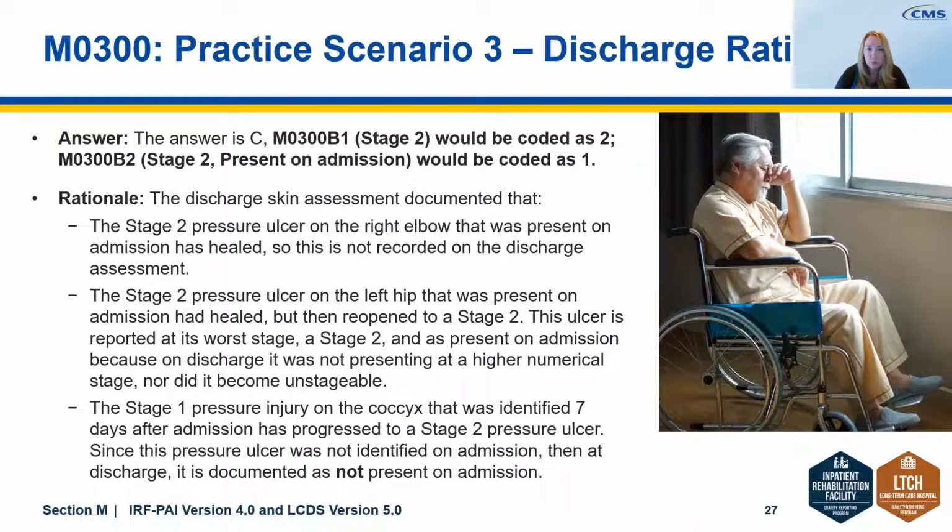This rationale aligns with the guidance that states if a patient has a pressure ulcer that was documented on admission and at discharge is documented at the same stage, it would be considered present on admission, even if during the stay, the original pressure ulcer healed and then reopened to the same stage. Also, we want to remember that a previously closed pressure ulcer that opens again should be reported at its worst stage unless currently presenting at a higher stage or unstageable.